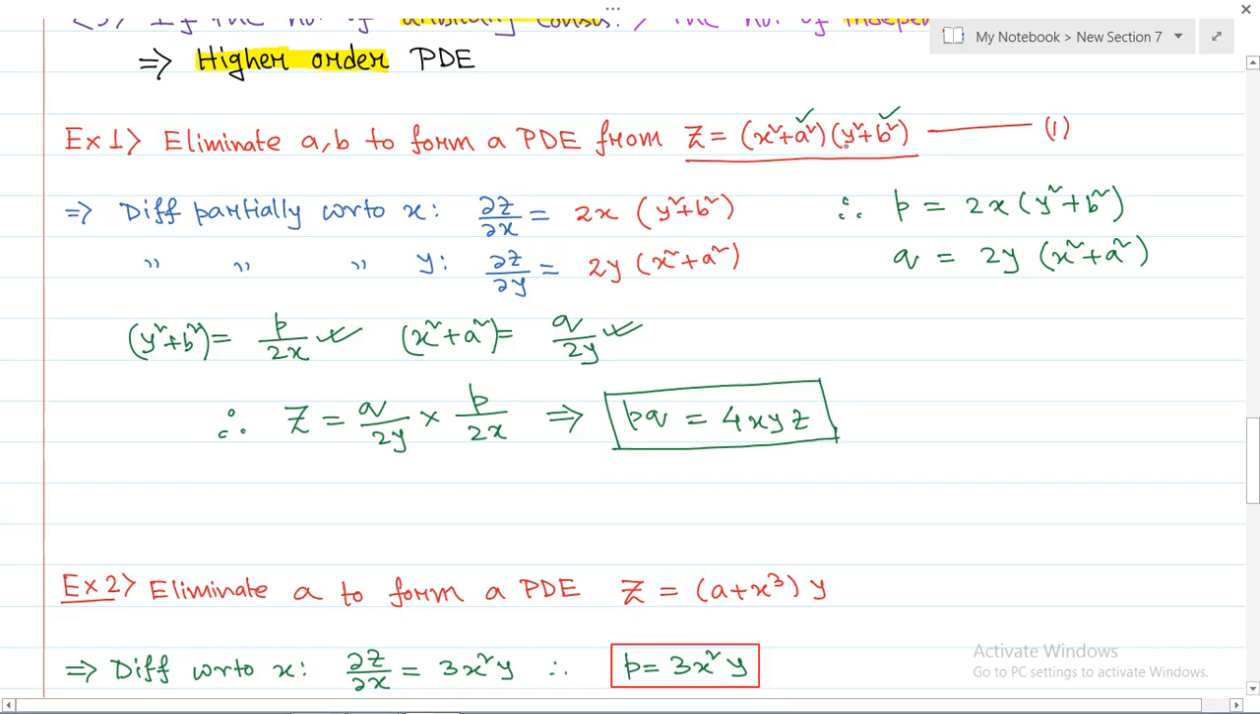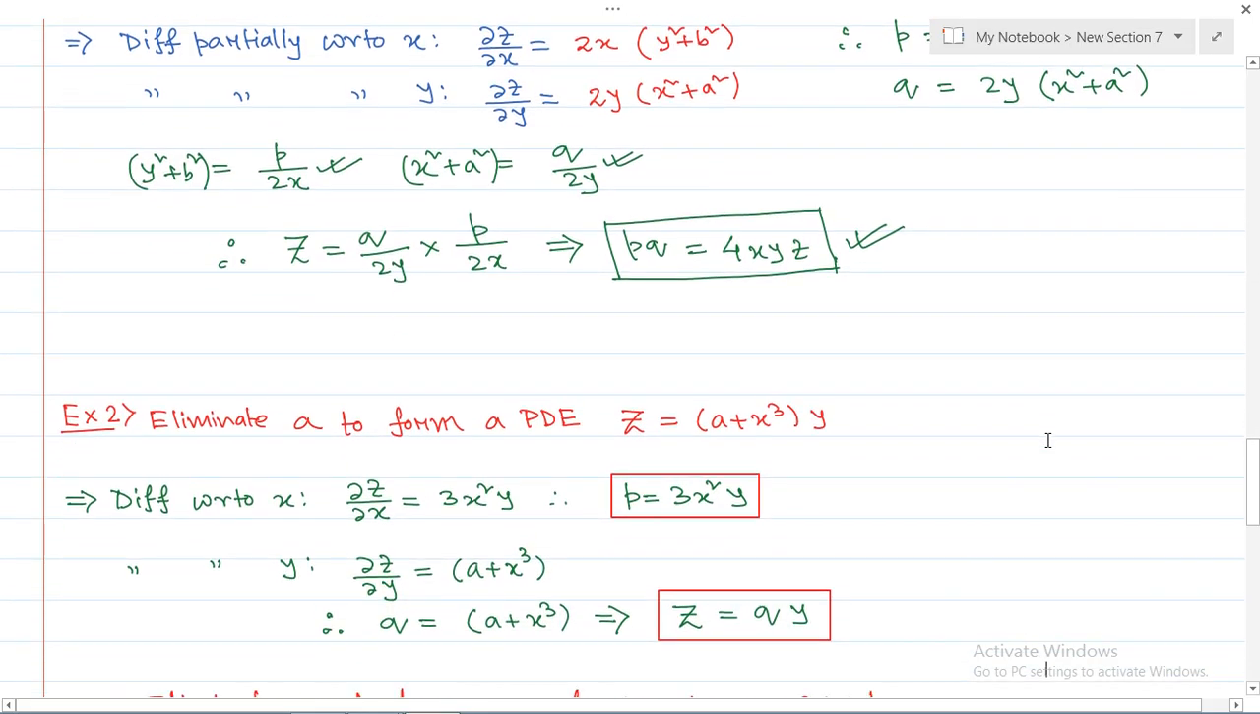Only two, x and y. That is why we are having a first order partial differential equation, because the first order derivative we have done here, and this partial differential equation is unique, so it comes under the first case or first category. Now we come to the second type of problem.